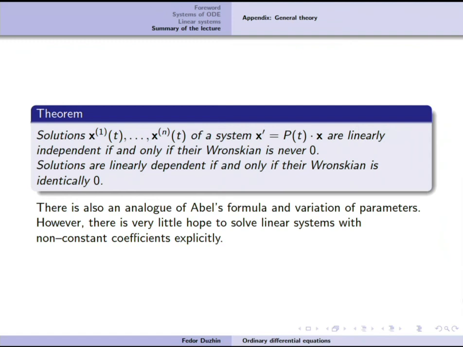However, if the functions are solutions of a system of differential equations, then they are linearly independent if and only if the Wronskian is never 0. Never meaning with respect to t, because the Wronskian of several functions is a function of t. So by never 0, it means that not for every t it is non-zero.